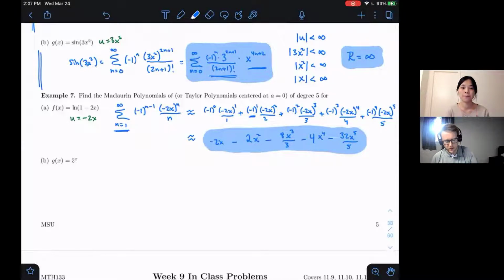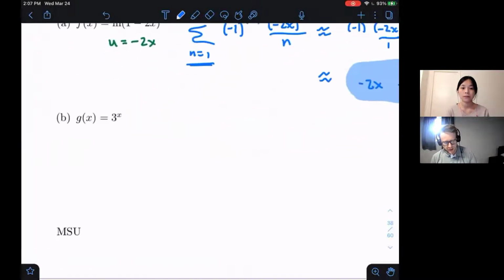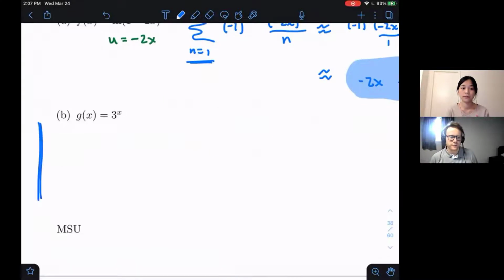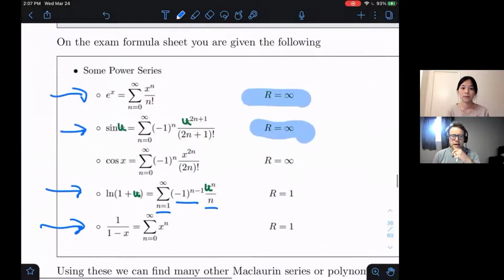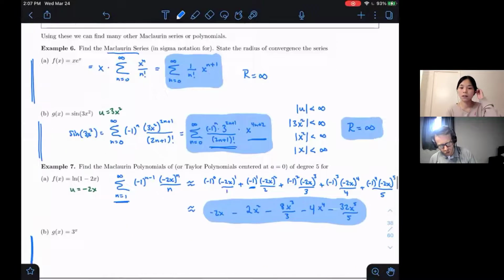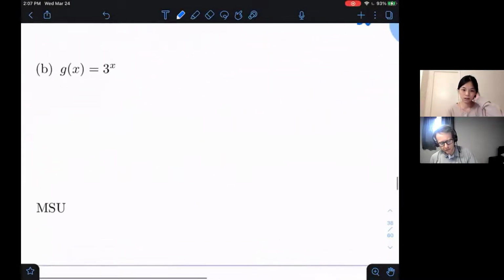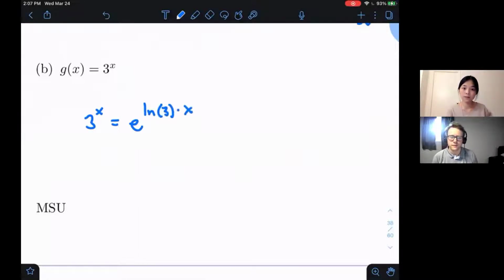One more here. This one's a little bit tricky. So 3 to the x. Well, looking up above and seeing what we have at our disposal, the only thing that really stands much of a chance here, the only exponential on this list, is e. And so I'm going to do a little bit of a trick here, and I'm going to rewrite 3 to the x as e to the natural log of 3 times x.